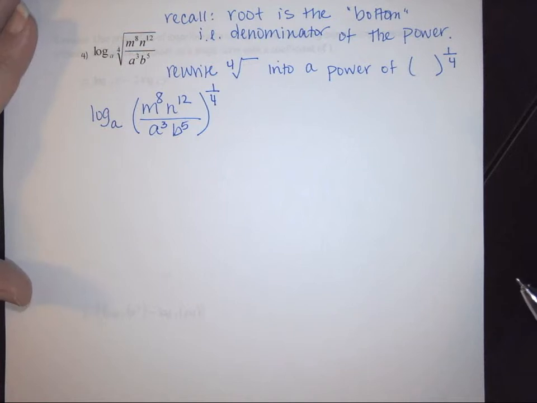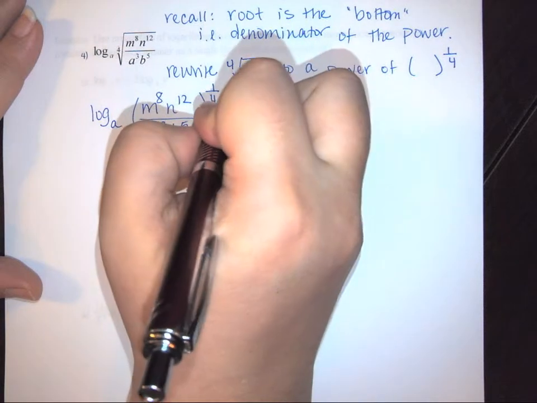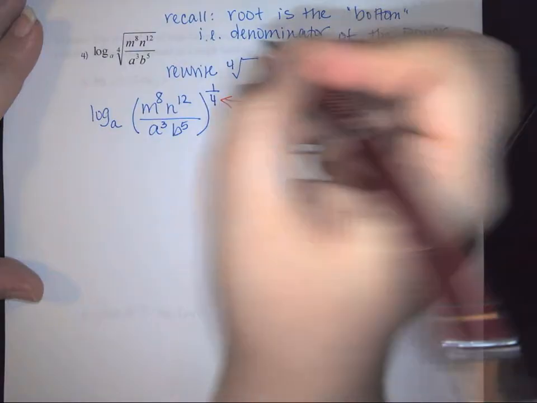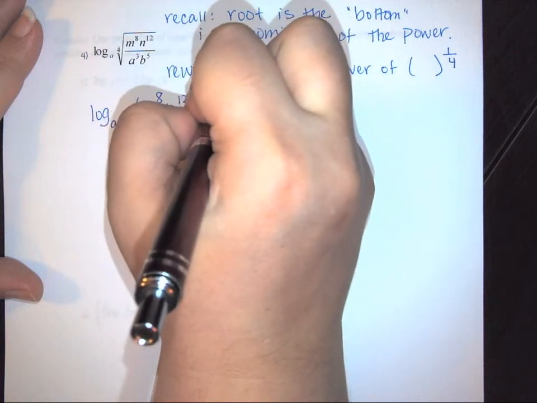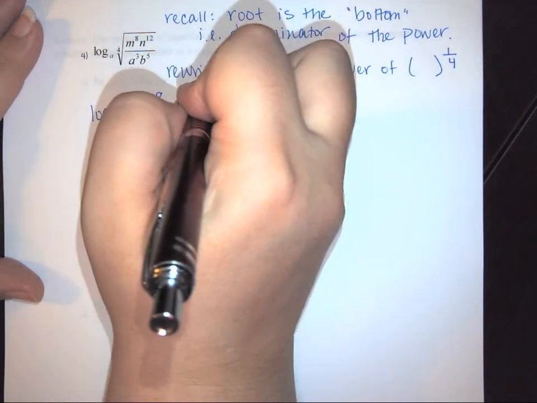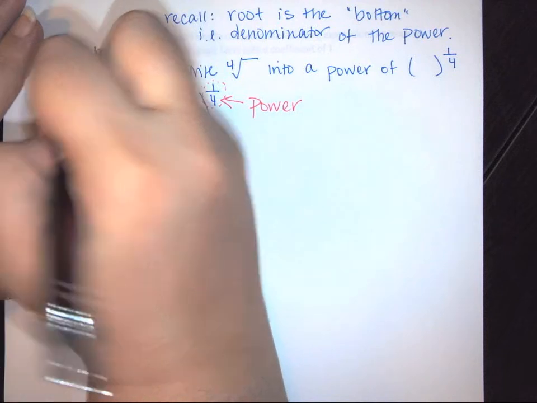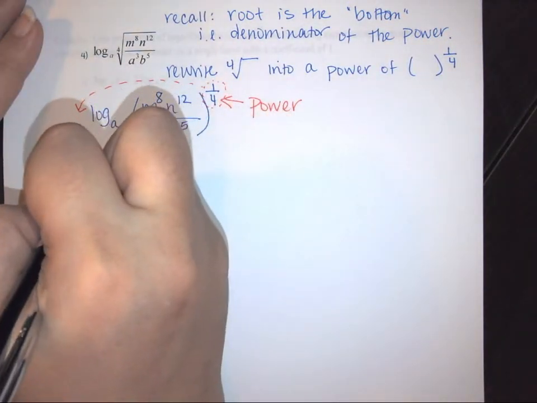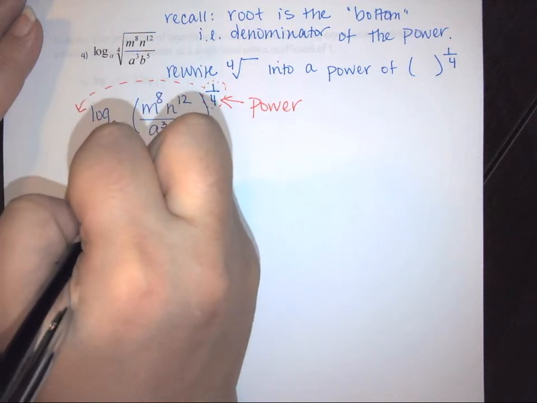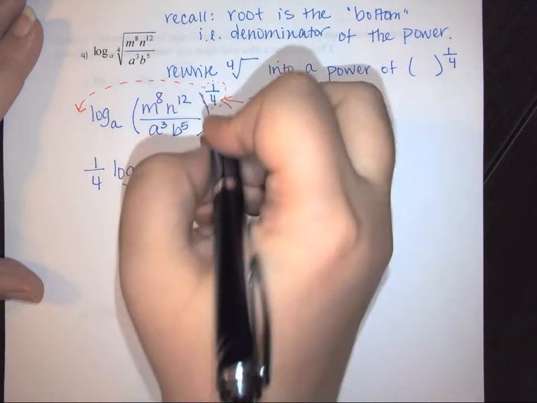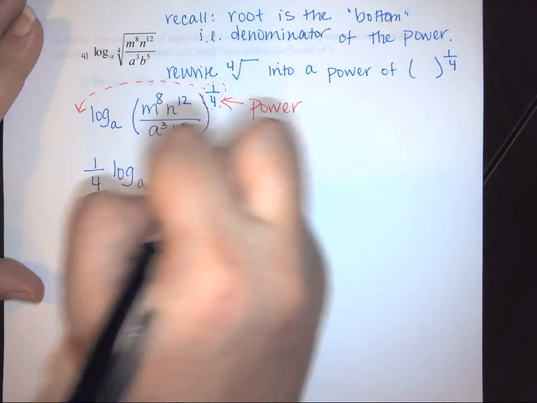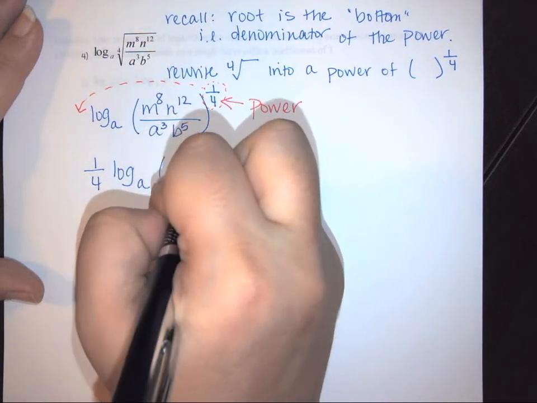So now that I've rewritten that, I need to start working on expanding. Here, again, I need to use my power rule, which says this 1/4 has to come down to the outside. So to start me off, I have that this is 1/4 log base a of my stuff, m to the 8th, n to the 12th, all over a to the 3rd, b to the 5th.